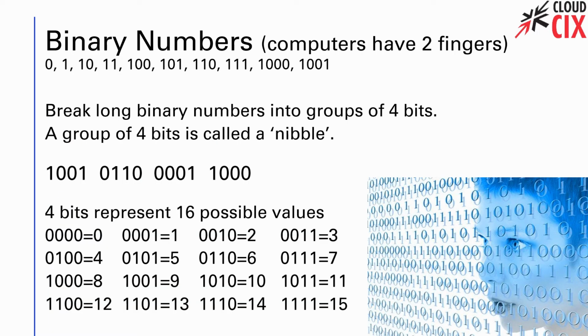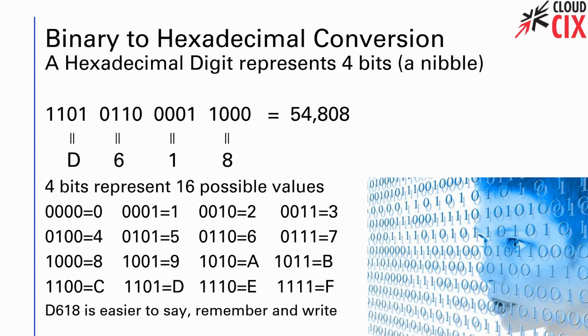Now, a long string of binary numbers is very difficult for humans to read. One technique to make them more tractable is to break them into groups of 4 bits called nibbles. Each nibble represents 16 possible values from 0 to 15. So if we break a binary number into groups of 4 bits, then each group can be represented by a hexadecimal digit. To write a hexadecimal number, we need 16 digits. By convention, we use the existing digits 0 to 9, and then we add characters A to F to reach 15. So 1111 binary is the same as 15 decimal, and the same as F in hexadecimal.